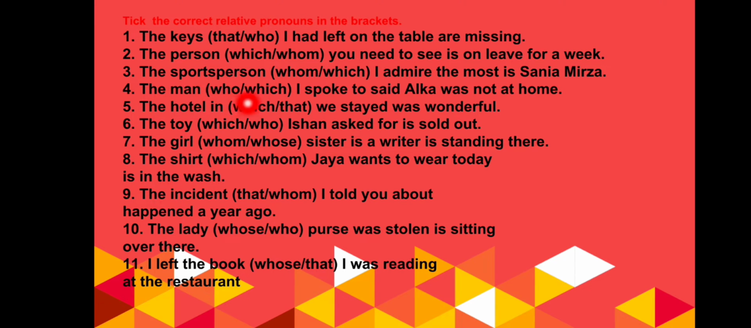The sports person whom or which I admire the most is Sania Mirza. So we have to use the word whom. The sports person whom I admire the most is Sania Mirza. So here the sports person is a lively person. So it's a lively thing, lively being. So we have to use whom. The man who or which I spoke to said Alka was not at home.